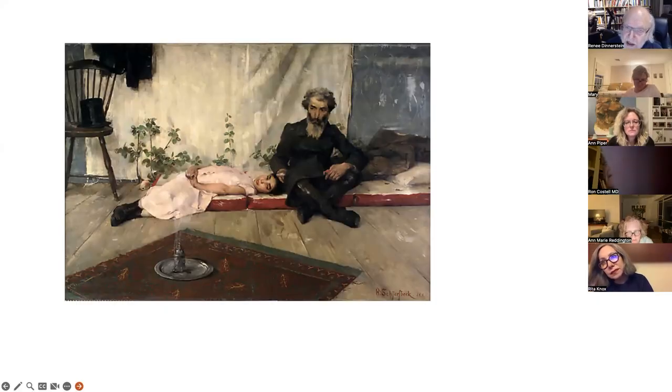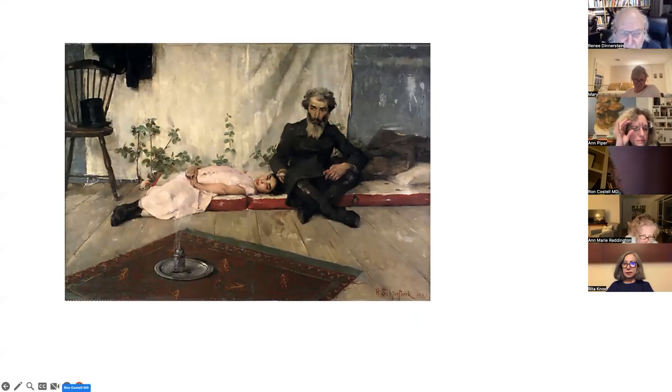This is not a great reproduction. It's quite an interesting painting. And the painting is curious because of the theme of the painting.